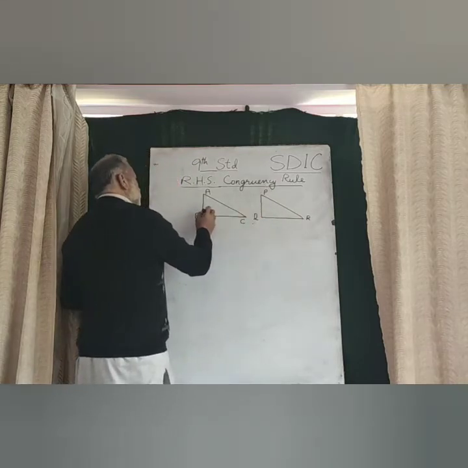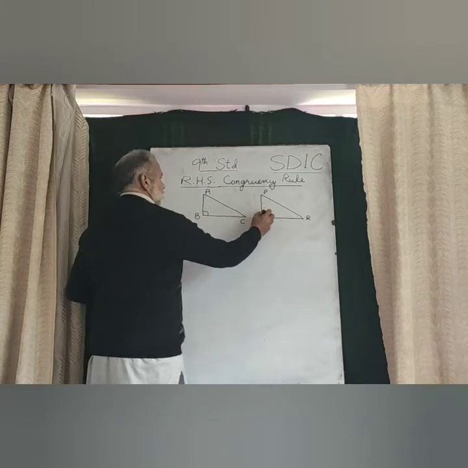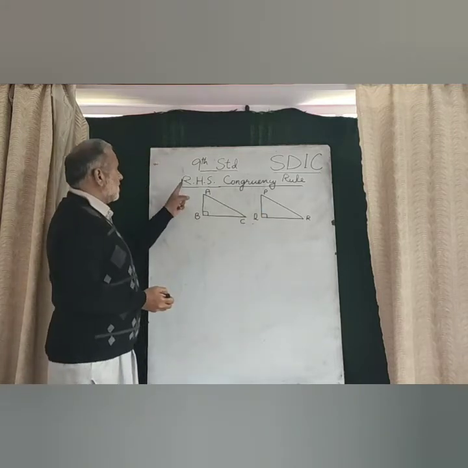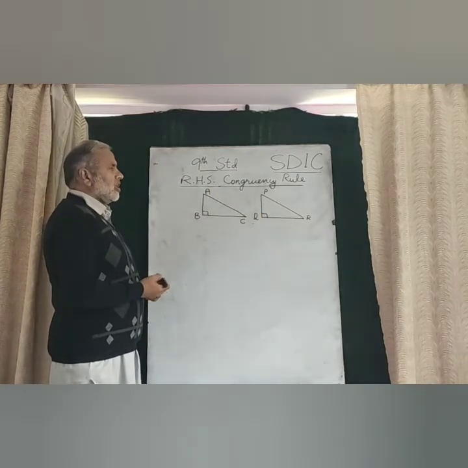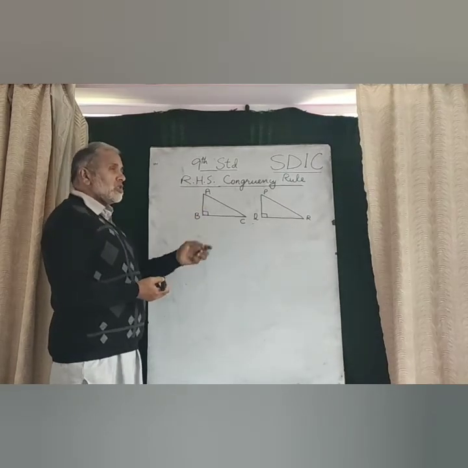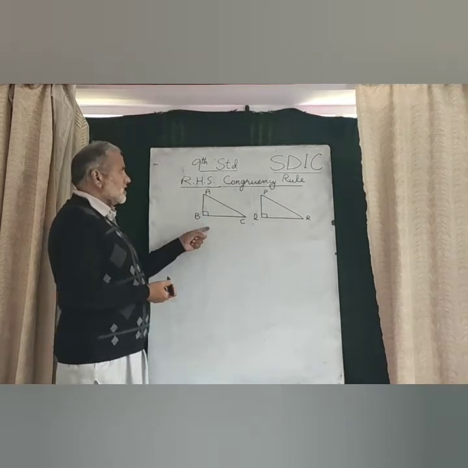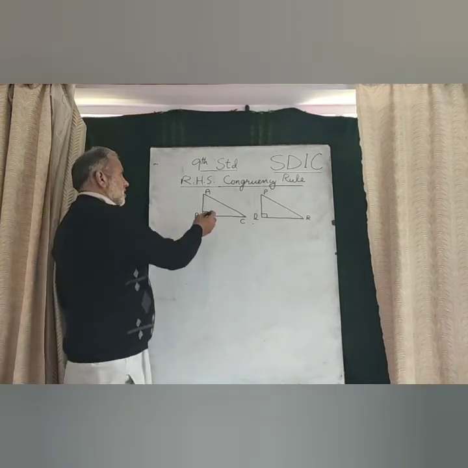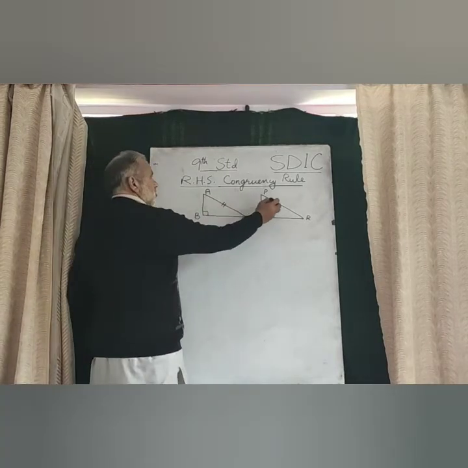This one is right angled at B, this one is right angled at Q. So both the triangles are right triangles. R is right angle. Then their hypotenuses are equal. Hypotenuse of first right triangle equal to hypotenuse of second right triangle. AC therefore is equal to PR.